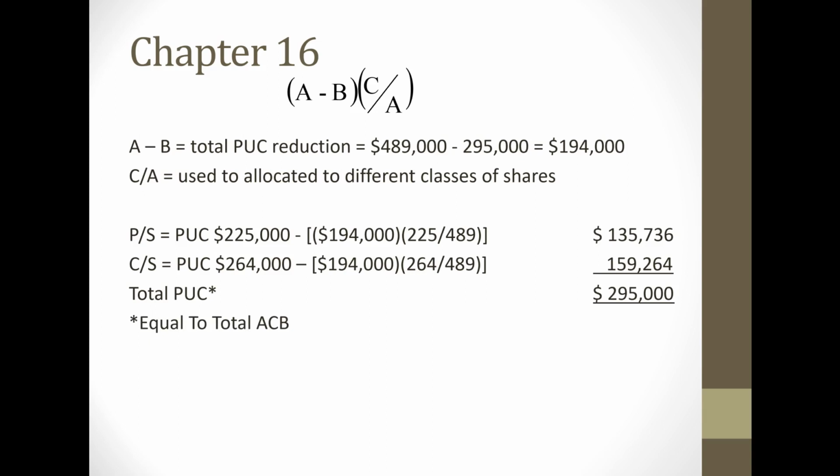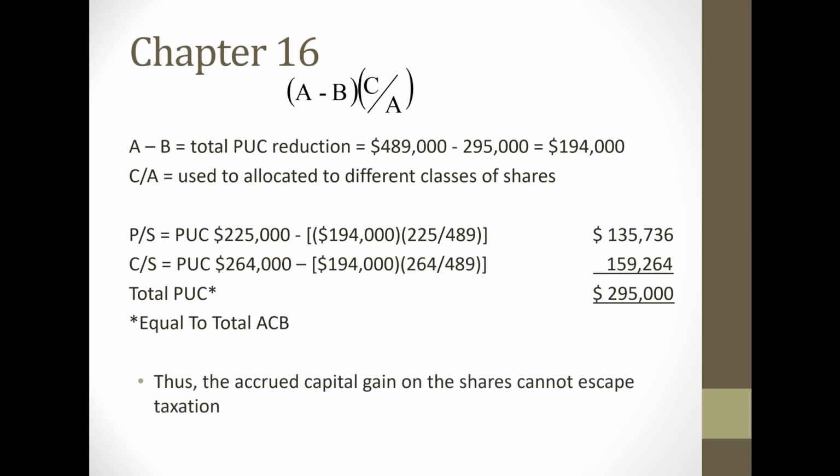Now this equals the total ACB. So what this says is that if, let's say, the shareholder was to sell the shares back to the corporation, that is, the corporation was to buy the shares back from the shareholder, the total PUC of $295,000 would equal the ACB. So the shareholder could not escape taxation if they were to dispose of the shares back to the corporation, because the PUC is equal to the ACB. So that's an example of how to determine the ACB and the PUC in a Section 85 rollover.